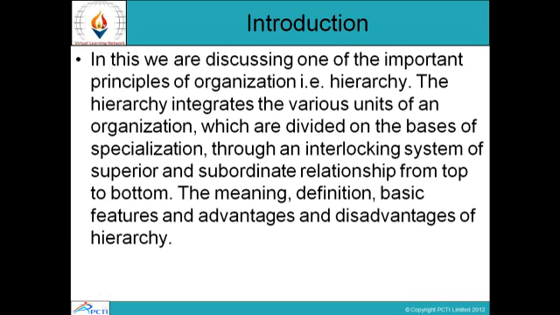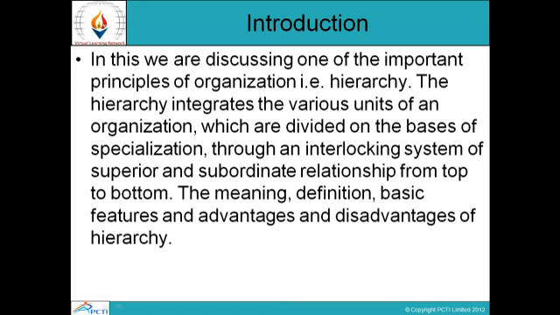Introduction. In this session of business administration theory, we will gain an understanding of hierarchy. That is, what exactly hierarchy is, how it is performed, and what major role it plays in the organization. Hierarchy integrates the various units of an organization, which are divided on the basis of specialization and performed according to a particular department or specialized task, through an interlocking system of superior and subordinate relationships from top to bottom.